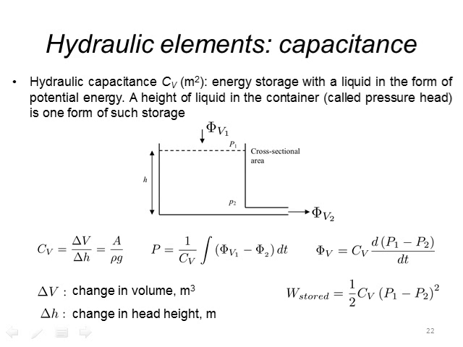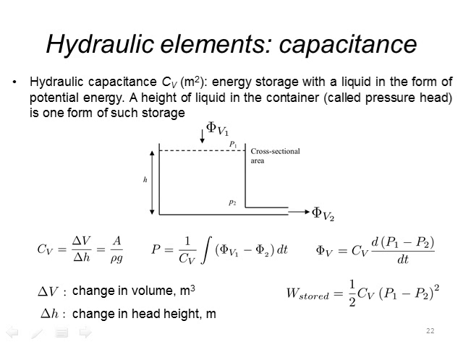Now, interestingly enough, we can use our differential equations, and we can say that the pressure is equal to 1 over C_V times the integral of the flow rates, phi V1, the flow rate going in, minus phi V2, dt. This is very similar to a capacitor, right? Where we have current I equal to C dV/dt. In this case, P is analogous to voltage, so we can use the same relationships in order to solve these differential equations, and we'll do an example of this.